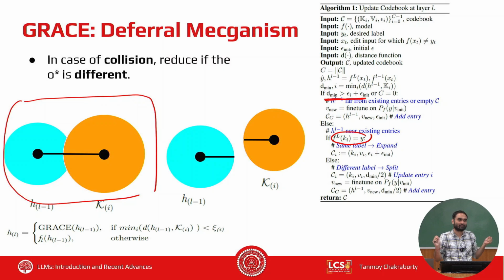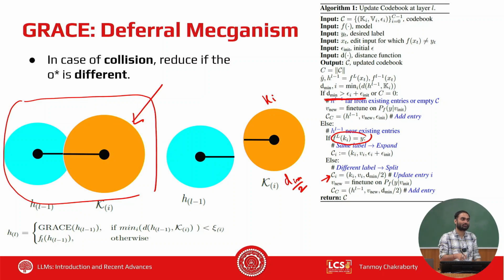How do you separate them? You need to reduce the radius of the existing knowledge. The radius of the existing knowledge is epsilon I, right? What they did, they said that the updated radius will be d mean. What is d mean? D mean is the distance between two centers, d mean by 2. Very simple, right? So the updated radius for the existing knowledge, which is Ki, is d mean by 2. This is the updated radius.